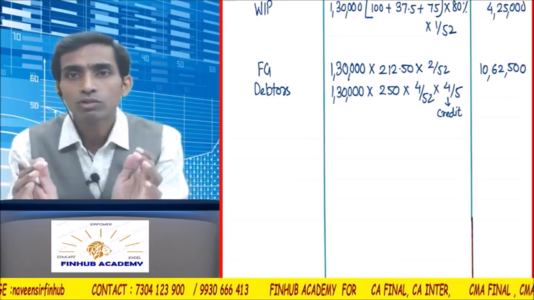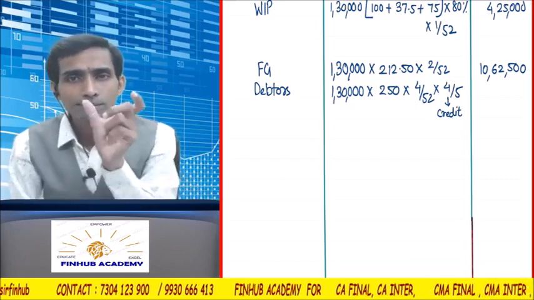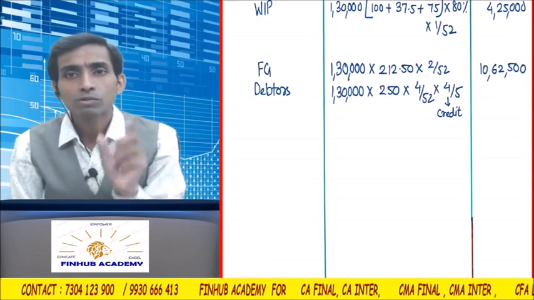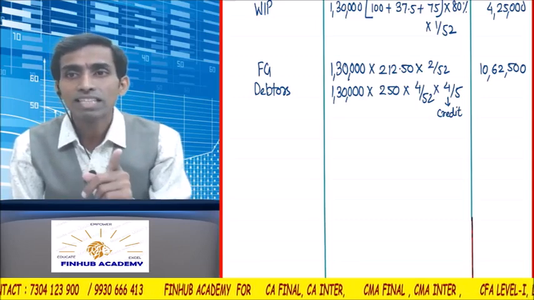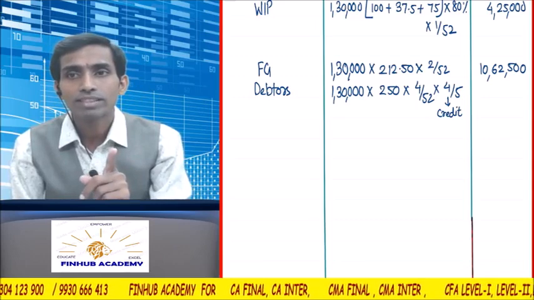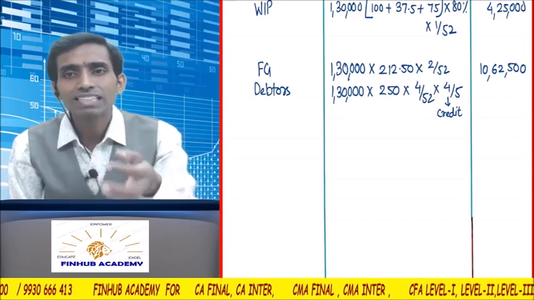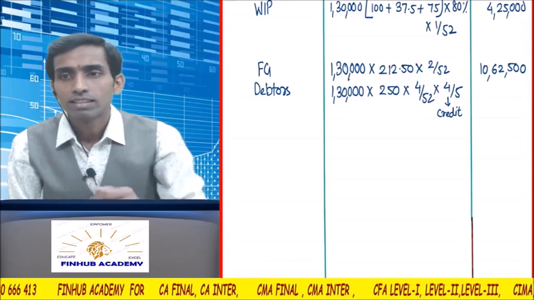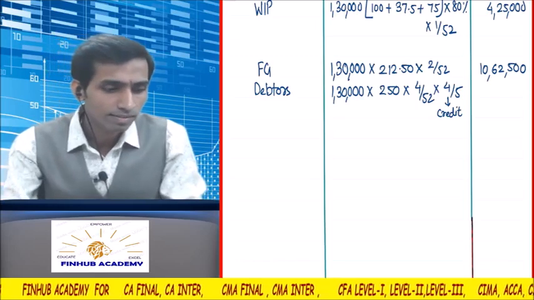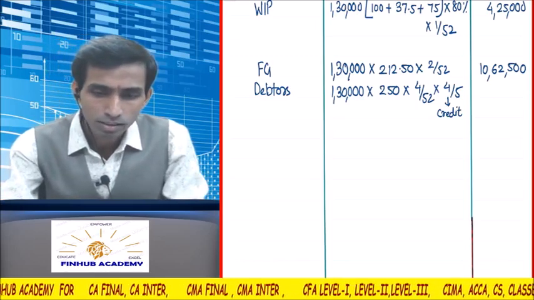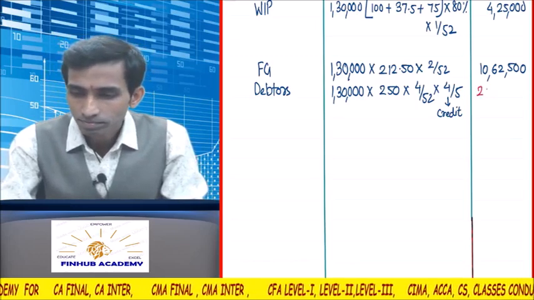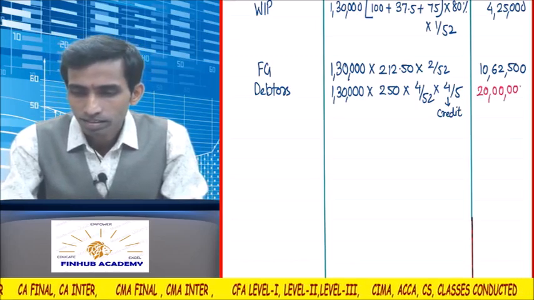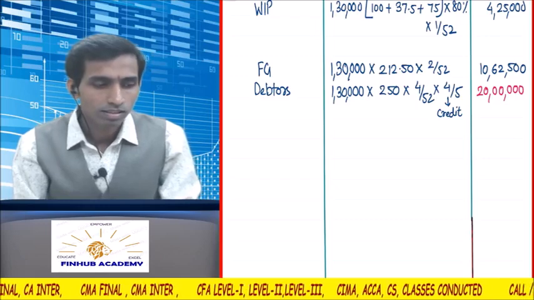1,30,000 is total units sold. Out of that, 4 by 5 is my credit sale. So credit sale will be accounted. I hope it is clear why I am taking 4 by 5. Correct? Whatever you sell on credit, that is debtors, na? Okay. So answer: 20 lakhs.